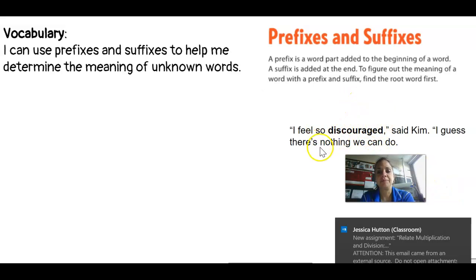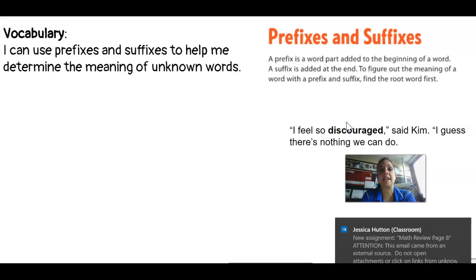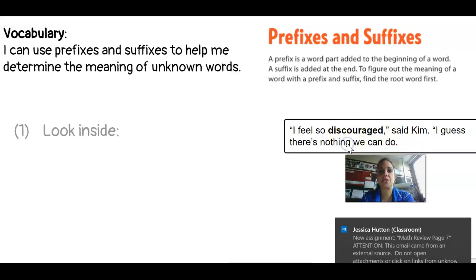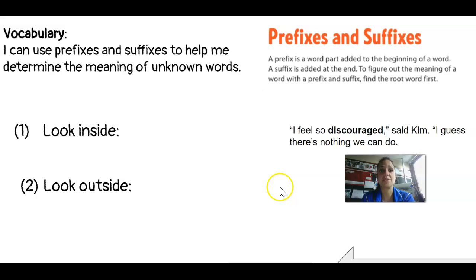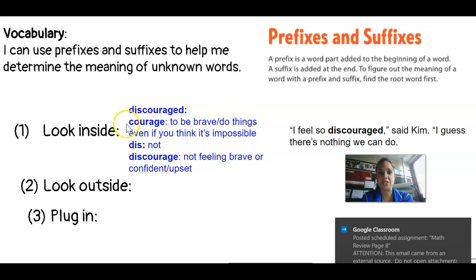So here's our example. "I feel so discouraged," said Kim. "I guess there's nothing we can do." So a root word, remember, is a basic word that has basic meaning and can stand on its own. So inside of this word, I see the word courage. We're going to look inside of the word. We're going to look outside of the word. And then we're going to plug in. Courage means to be brave or do things even if you think it's impossible.